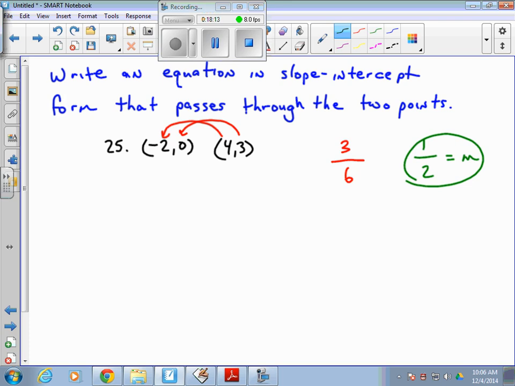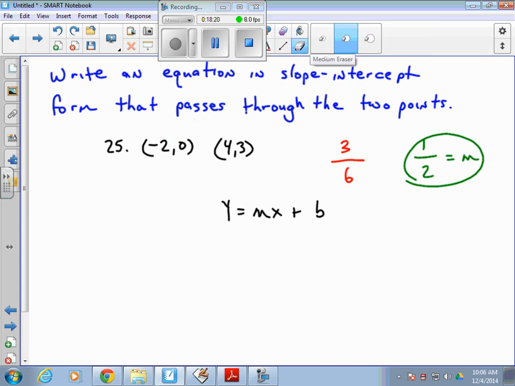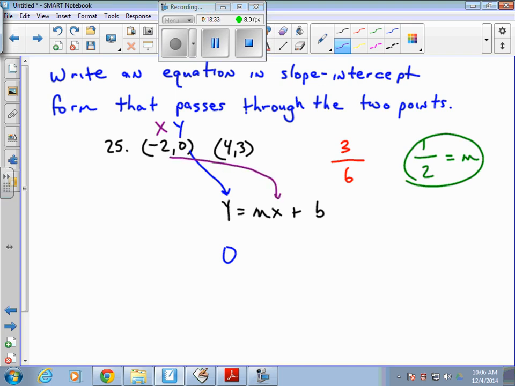Find your y-intercept. Y equals mx plus b. Your y value and your x value are 0 and negative 2. So your y value plugs in right there. Your x value plugs in right there. Your m value we just found is right there. 1/2 times that is equal to that plus b.